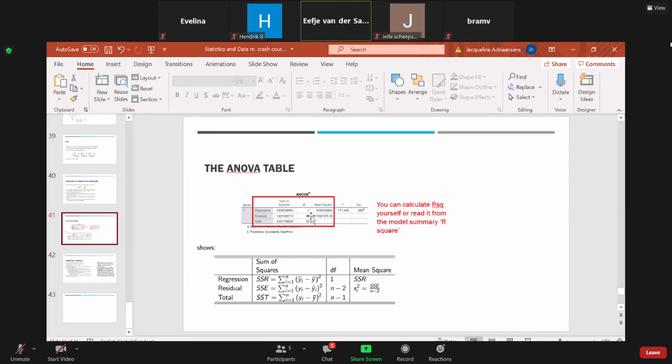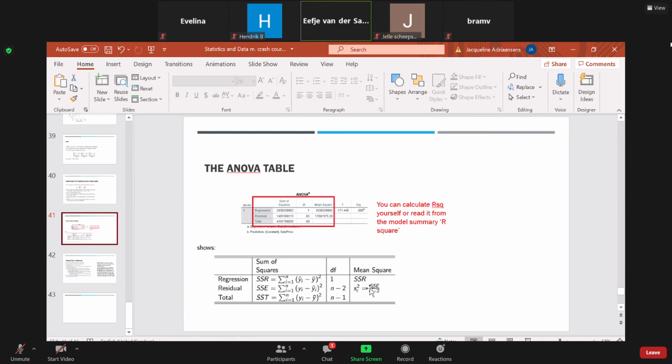All right, and that's in the ANOVA table where you can also find the degrees of freedom. Here you can see it a bit more clearly. So this is your SSR, your SSE, your SST. All right, and this can also be used.